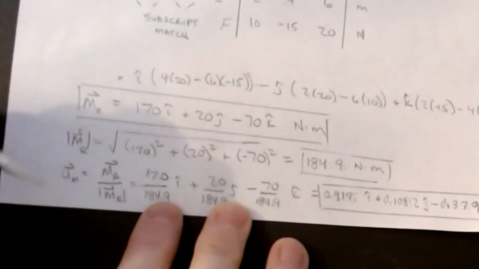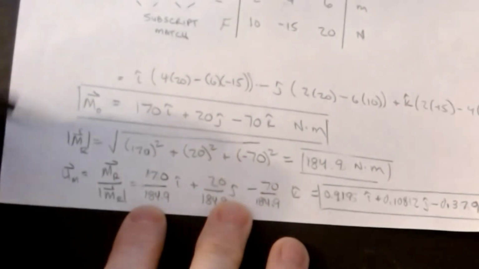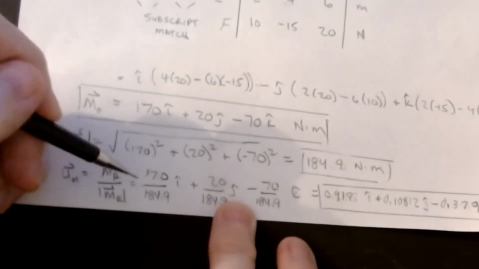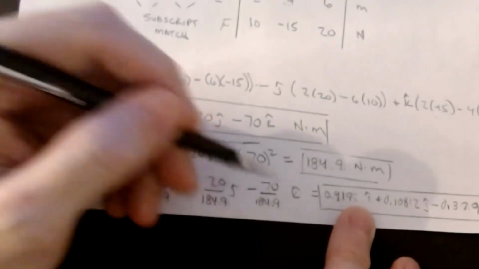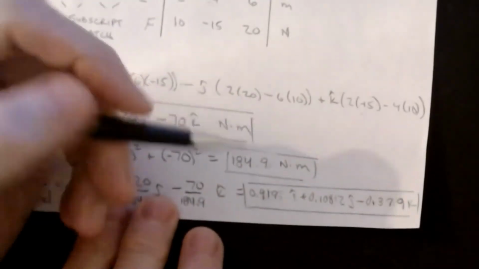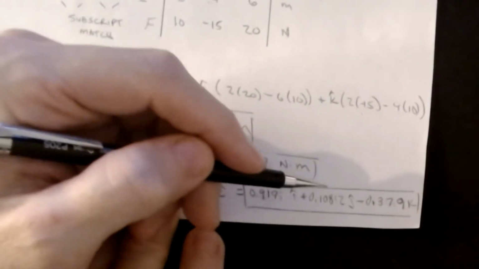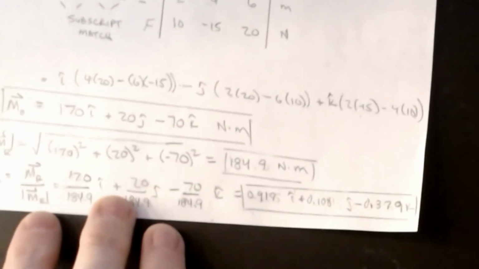That gets me 184.9. And then from that, I can now tell you what the axis of rotation of this particular object is by finding the unit vector. That's the Mr over the M. And that's going to be 170 divided by 184.9 i plus 20 over 184.9 j minus 70 over 184.9 times k. And so your unit vector on this is 0.919i plus 0.108j minus 0.379k. I apologize, there's still a bit of an artifact on that. So it looks something like that.